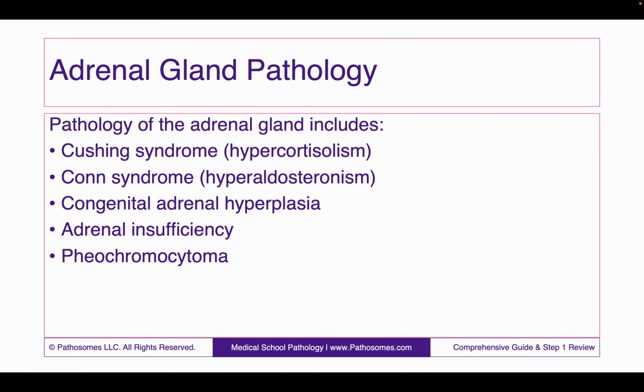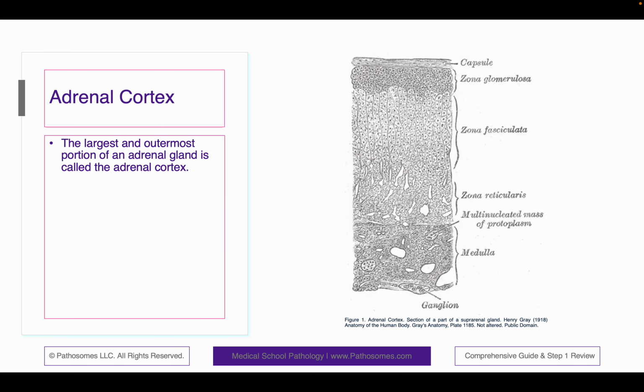Now, adrenal gland pathology, a little organ, it's very important. You're going to know everything, don't worry. We're going to be discussing Cushing Syndrome, Conn Syndrome, Congenital Adrenal Hyperplasia, yes, that's important, Adrenal Insufficiency, and Pheochromocytoma.